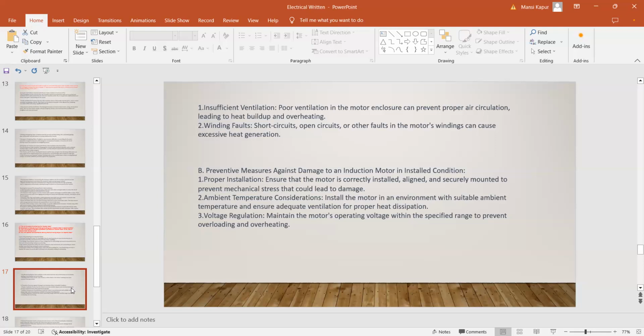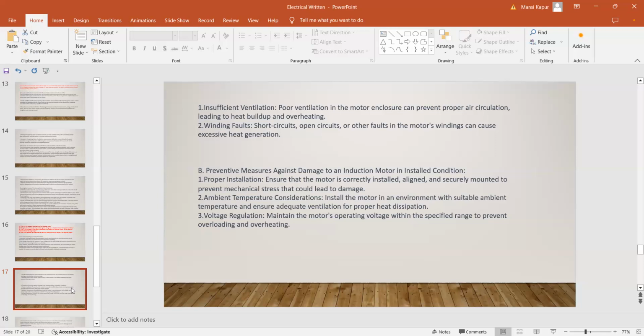Winding fault, short circuit, open circuit. If there is an open circuit, what happens? We already discussed this thing. Guys, we already discussed, right? Single earth fault. Do you remember or no? Open circuit, single phasing. Single phasing we already discussed, right? Yes, sir. These all can cause excessive heat in the motor.